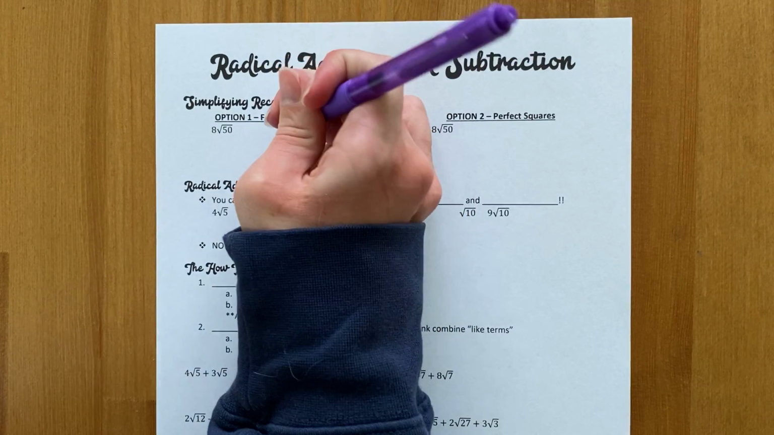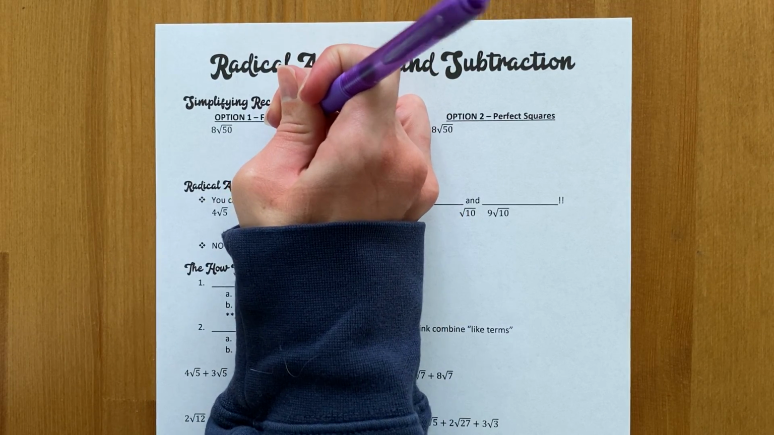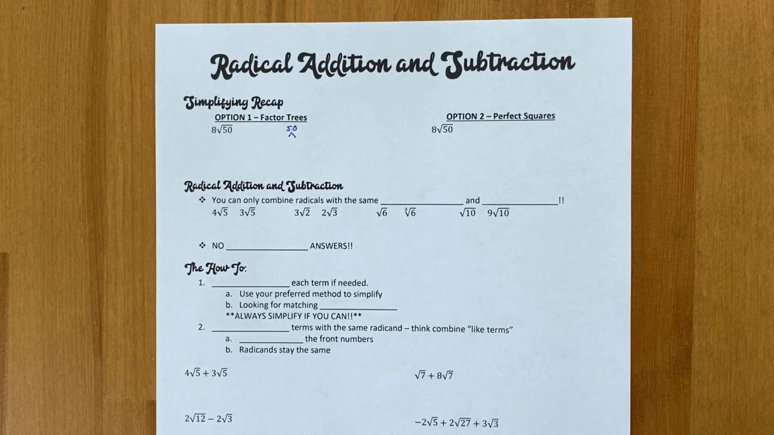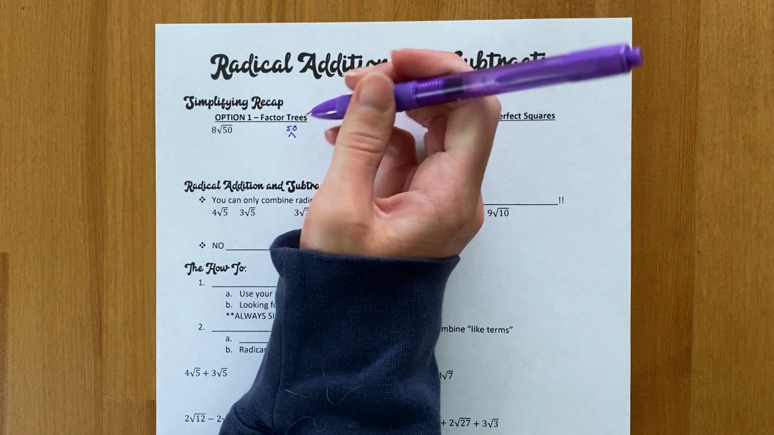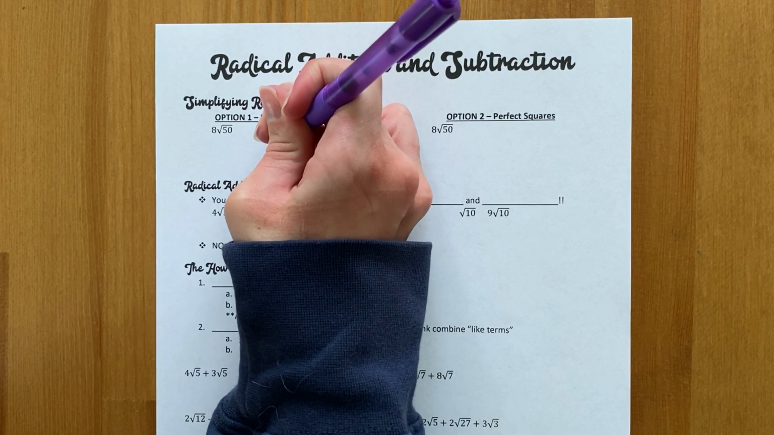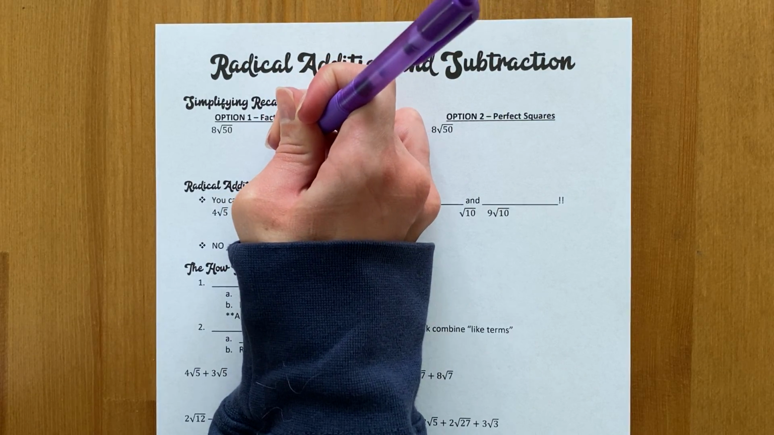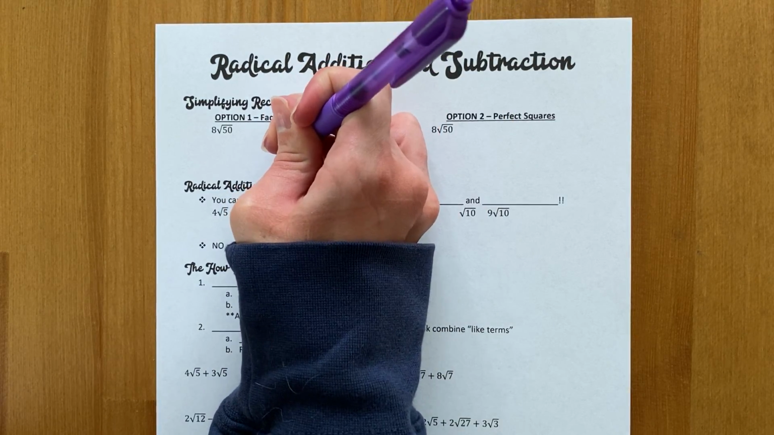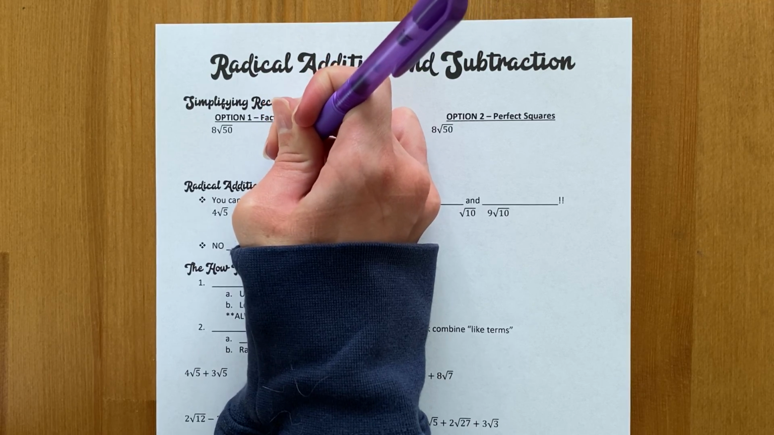The first method was using factor trees. That's where you could start with your number and break it into any combination of things that will multiply to be that number. So if I start with 50, things that multiply to be 50 are maybe 5 and 10. And then 10 continues to break down into 5 and 2. So we have a group of 2.